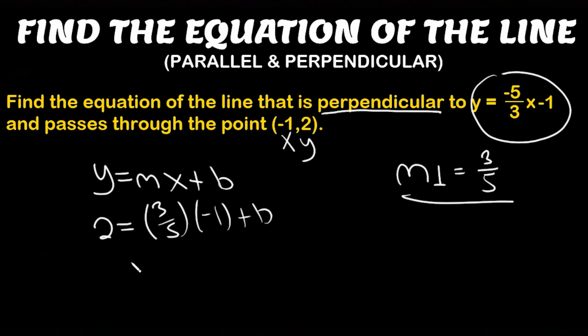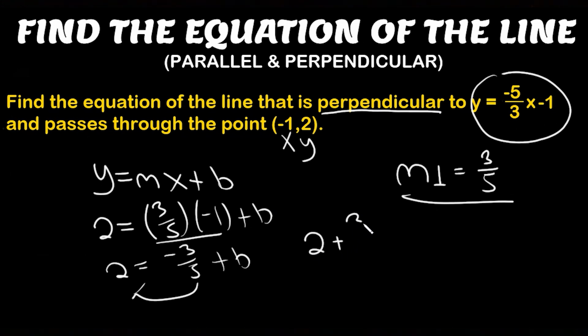So let's go ahead and clean this up. I get 2 equal to, when I multiply right here, I get -3 over 5 plus b. Okay, so we're going to have to move this fraction over. We're going to have to add it. When I do that, I get 2 plus 3 over 5. And again, this will be equal to b.